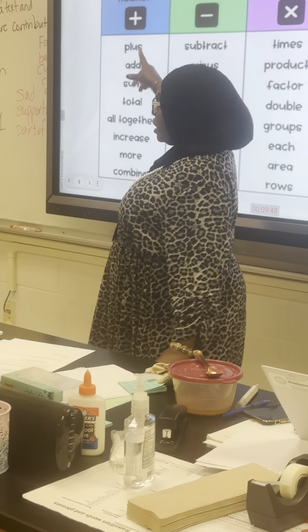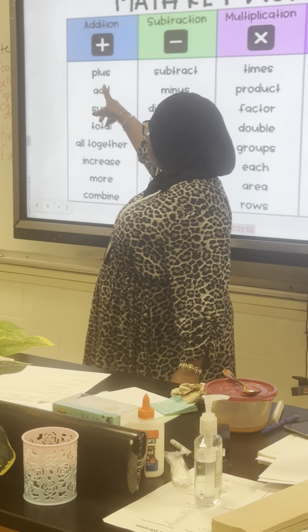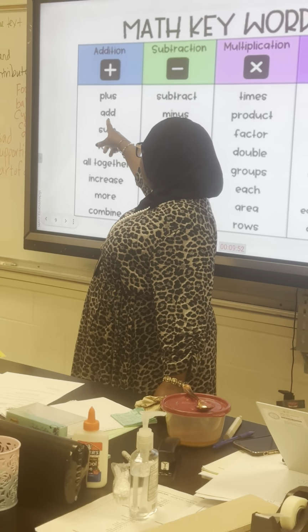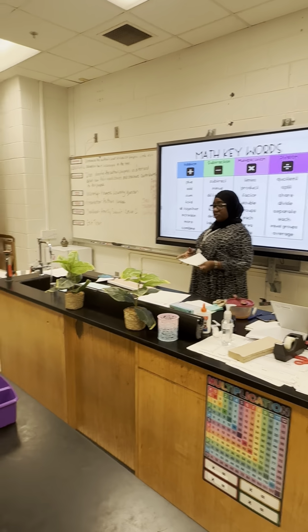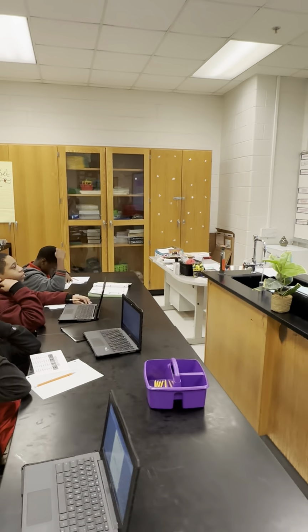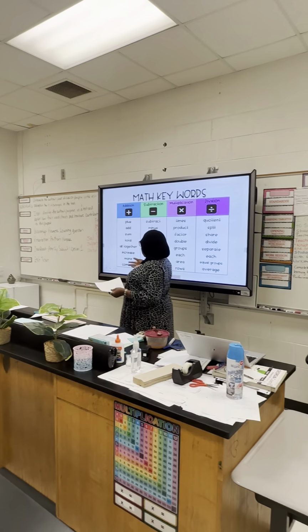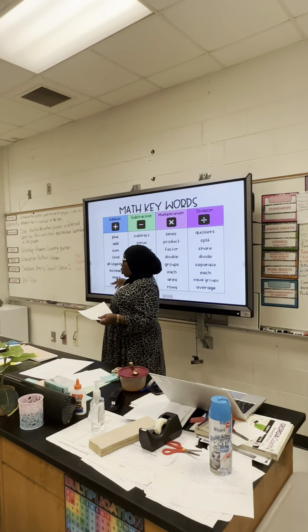This one? Plus, yeah. So we have plus, add, sum, total, all together. If it says, what is it all together? That means you've got to add it up, right? Increase, more, combine.